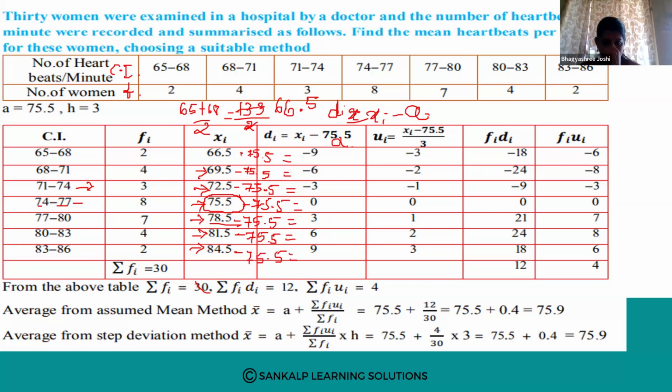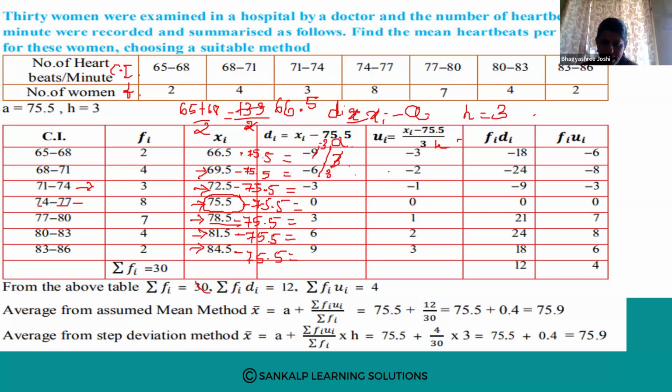Now we'll calculate Ui. Ui means Xi minus A divided by H. H means class size. Class size is upper limit minus lower limit, 68 minus 65, that is 3. Now, Xi minus A, we have already calculated, divided by H. H is 3. So minus 9 divided by 3 is minus 3.